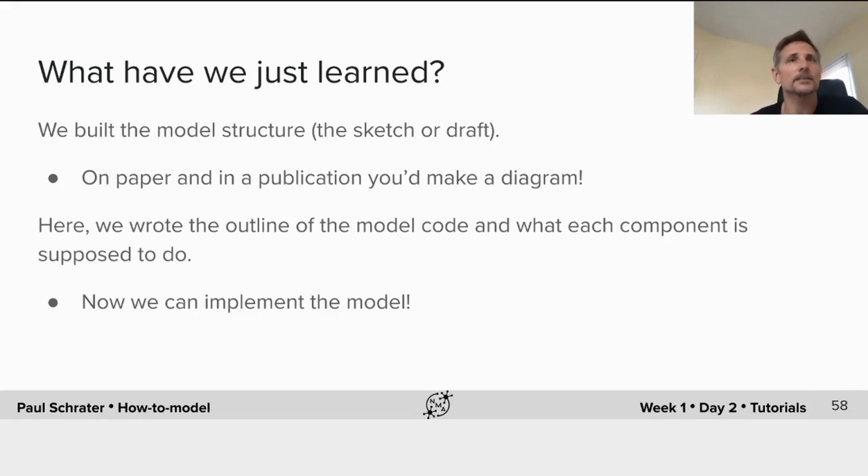A lot of that has to do with knowing what the inputs and the outputs should look like and a basic idea about how those inputs should be transformed to the outputs. On paper and in a publication, when you sketch things, it's very useful to make diagrams. Those diagrams make it much more graphically clear what it is that you're doing. Here, we wrote the outline of model code and what each component is supposed to do. This is actually really useful too.